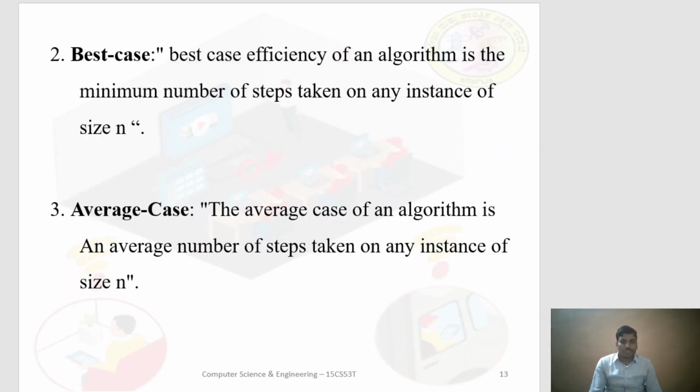What is best case? A best case efficiency of an algorithm is the minimum number of steps taken on any instance of size n.